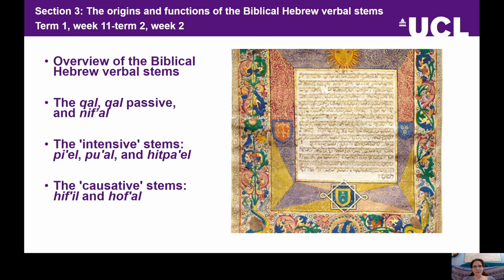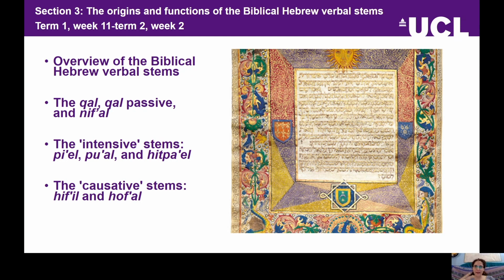Then section 3 moves on to examining the origins and functions of the biblical Hebrew verbal stems. We'll give a quick survey of the biblical Hebrew verbal stems, just as a refresher, if anyone is a bit rusty since last year. And then we'll look at the kal passive, and the nifal, followed by what's traditionally been called the intensive stems, the ones with the doubled middle radical, the piel, the pual, and the hitpael, and then look at the, quote, causative stems, the hifil and the hofal.